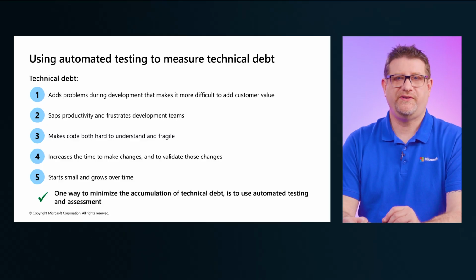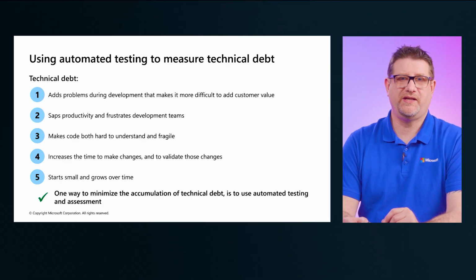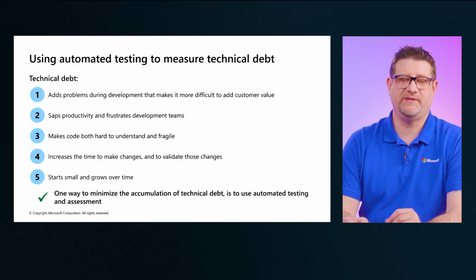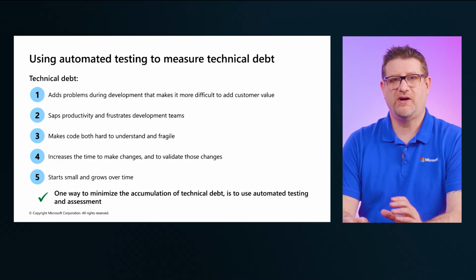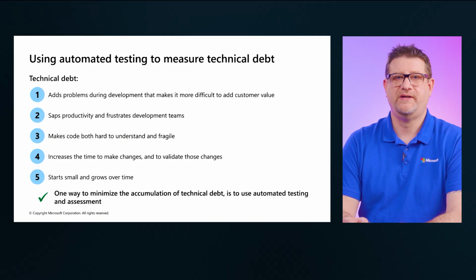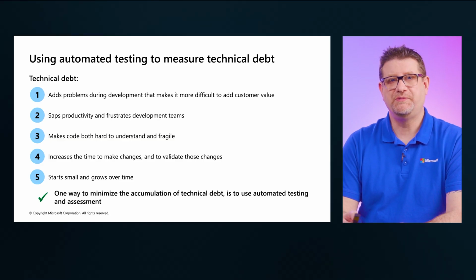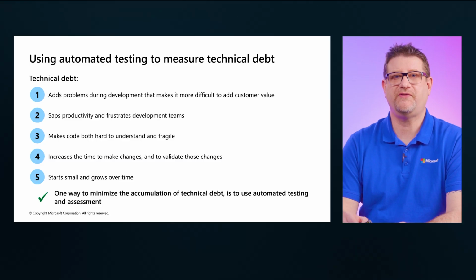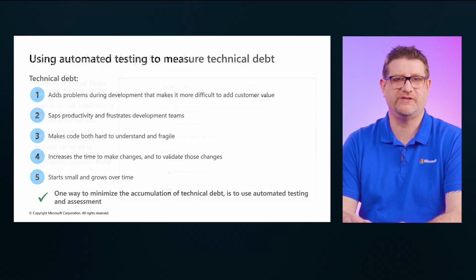One of the most effective ways to keep technical debt in check is through automated testing and assessment. By regularly running automated tests, we can quickly spot issues, validate changes, and prevent small problems from growing into major obstacles. This proactive approach helps maintain code quality, boosts team efficiency, and ensures that software remains reliable and easier to improve over time.